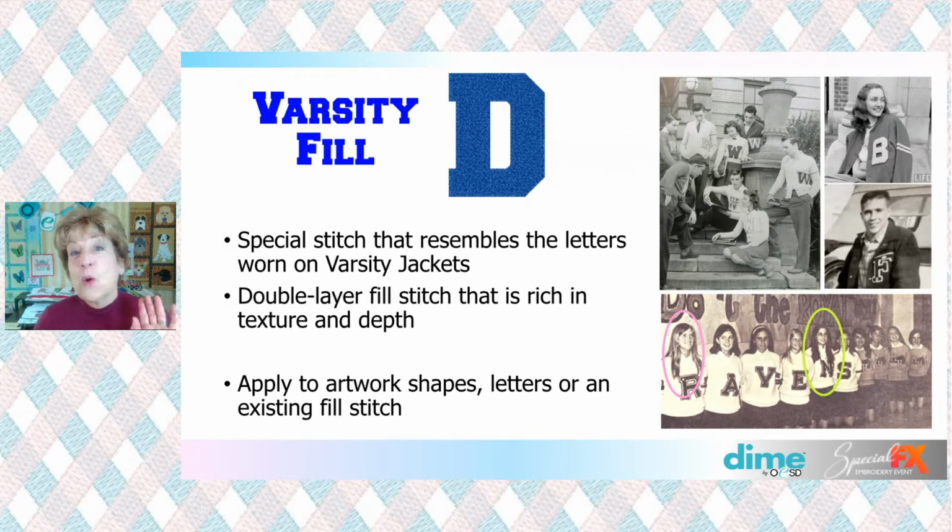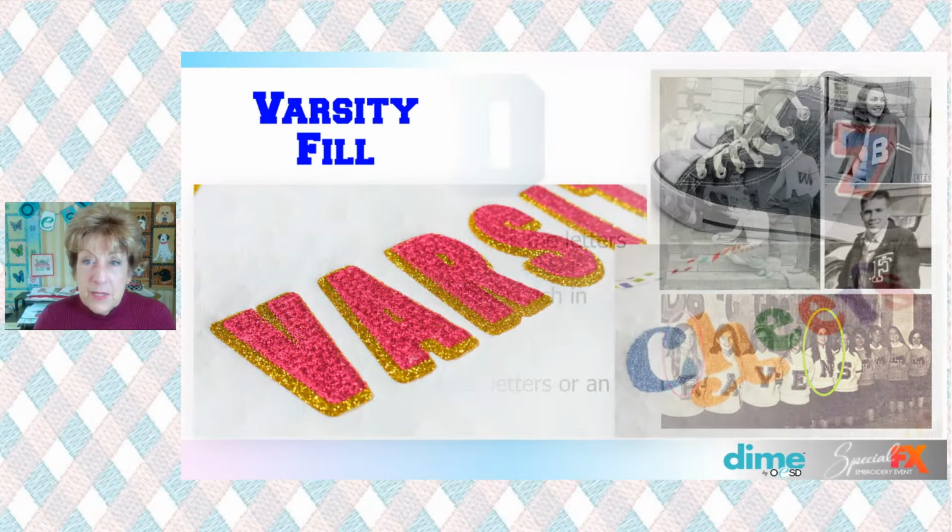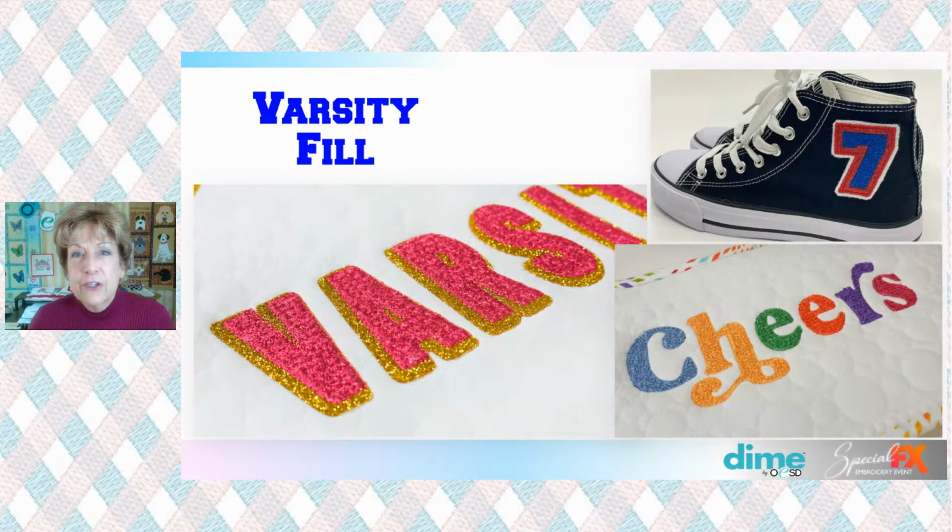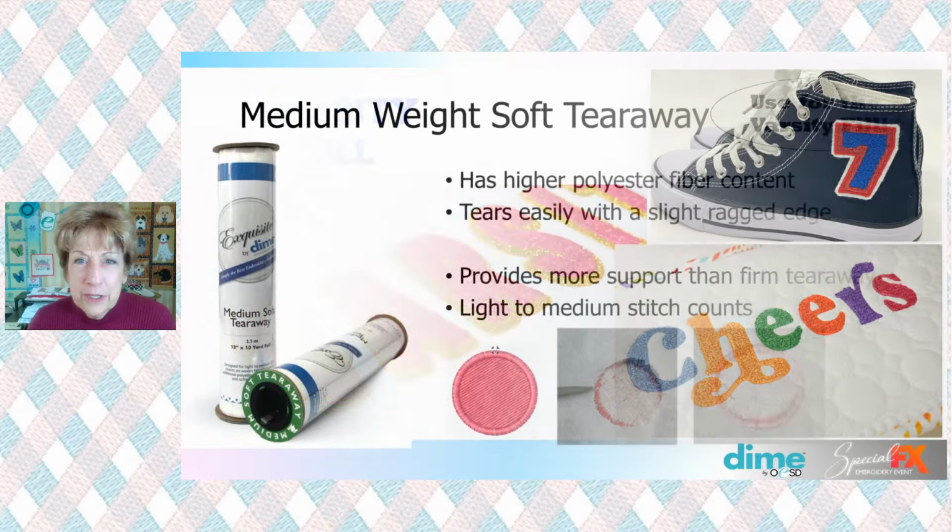Anyway, I digress. So those letter sweaters, those cheerleader sweaters, that's replicated in this Varsity fill. It's a double layer fill stitch that's rich in texture and depth. And we can put it on artwork shapes, on letters, on text. It looks fabulous. Especially good if you're using it for a sports theme. So think about that. And you can put outlines around the letters. You can put them on patches. It really is pretty versatile.